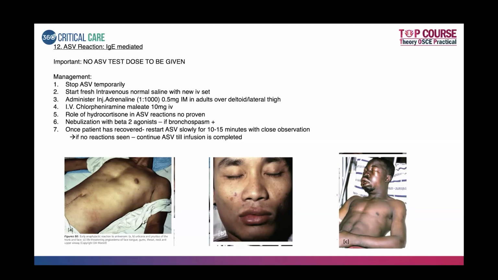The role of hydrocortisone in ASV reactions is still not proven. If there is bronchospasm, then you go ahead with beta-2 agonists like salbutamol or levosalbutamol. Once the patient has recovered, restart ASV slowly for 10 to 15 minutes with close observation. If no new reaction is seen, then you continue ASV till the infusion is completed. So this is about ASV reaction management. Adrenaline, chlorpheniramine, beta-2 agonists, so these are the three main areas. Hydrocortisone, if ASV reaction is present, even though there is no proven benefit of it.